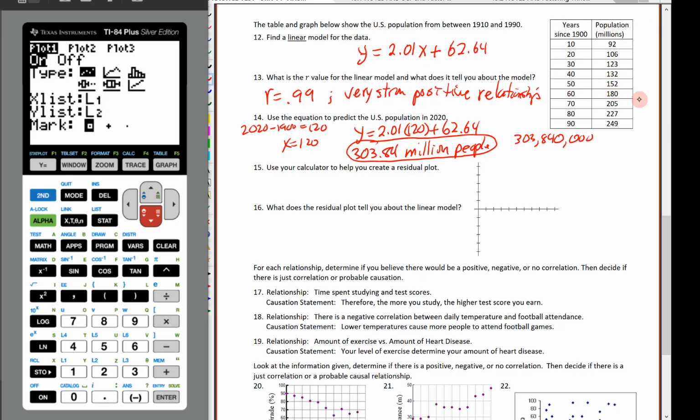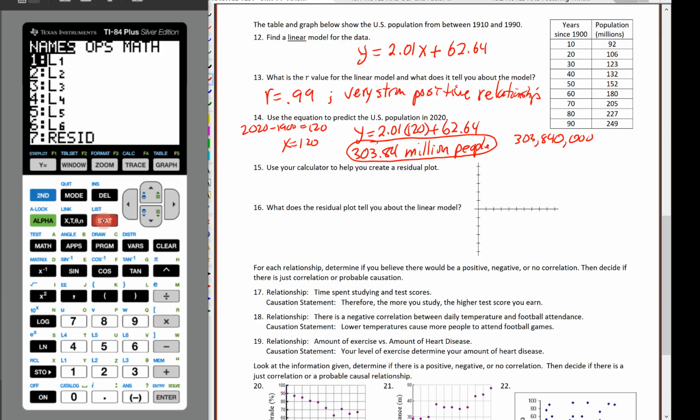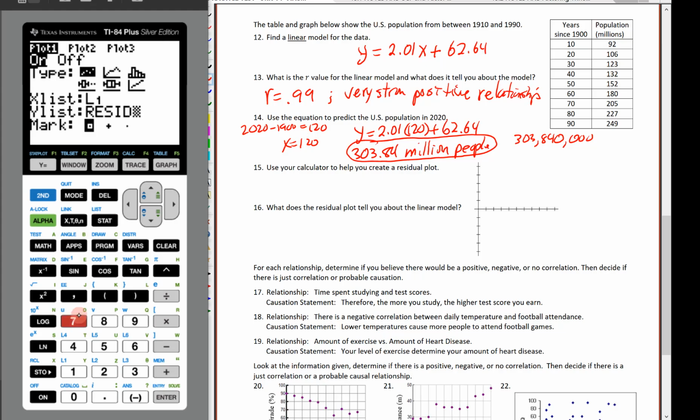We want to do the residuals. So there's a couple things that we could do. We could change this to L3, which would be pretty easy. That's the easiest thing to do. We can just do it right here. Or we can hit second and list, and then come down here and hit 7. So we're using the same X list, but now we're using the residuals.